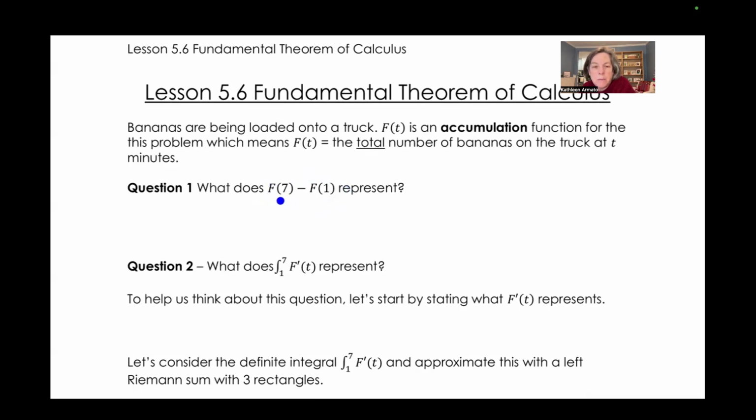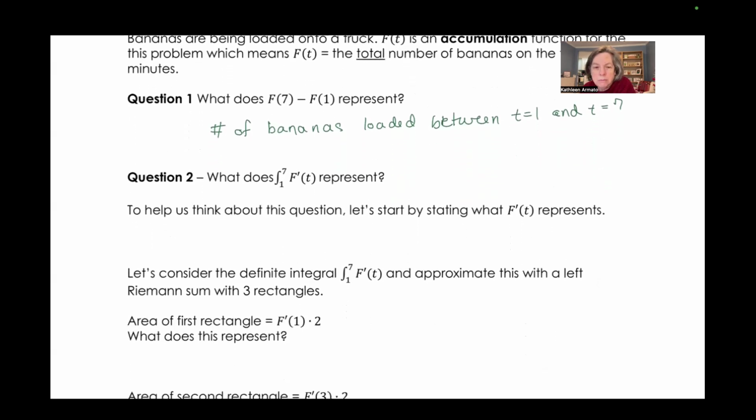Well, f of 7 is the number of bananas on the truck at time 7. f of 1 is the number of bananas on the truck at time 1. So this is the number of bananas loaded between the times t equals 1 and t equals 7. Now it's just the number of bananas loaded. There might have been bananas on the truck before time t equals 1. So it's how many were loaded over that time frame. All right, so keep that in mind. We'll come back to that in a minute.